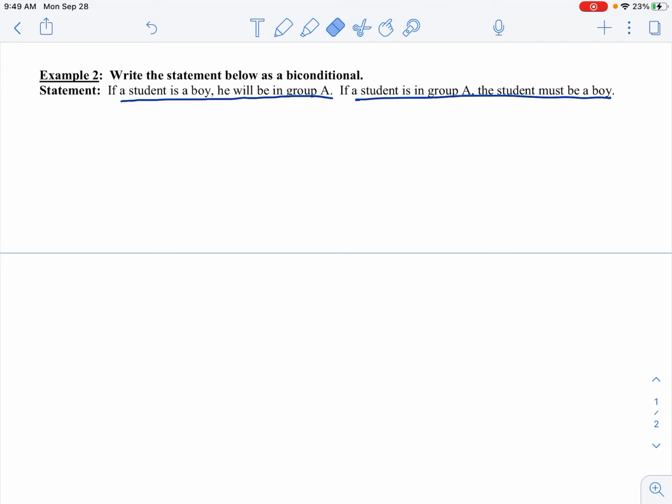So one, and I'm actually going to erase this to make this a little bit clearer for us. I'm going to use this first one. A student is a boy. There's kind of like our original hypothesis, and the conclusion, he will be in the, and I didn't put then, that's kind of my bad. Then he will be in group A, and you can see here I switched it so the converse is kind of being written. So we got P Q, we got Q P. They're telling us they want us to write it as P if and only if Q.